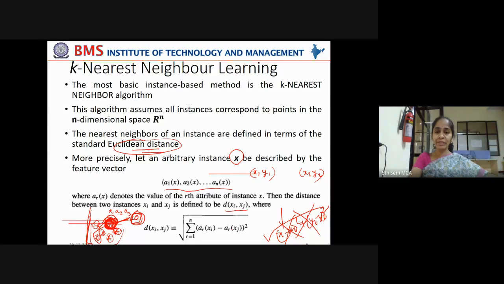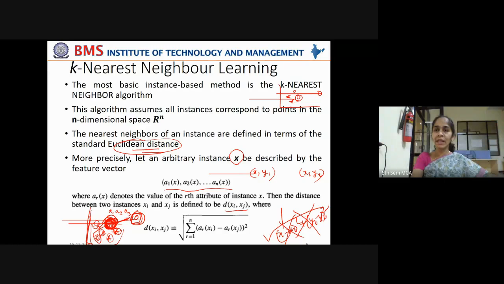Find the difference between them, square it, add them up, and find the square root. That will give you the Euclidean distance between two instances xi and xj. See, in this plane you have some points like this. Now you are given a new data point. This has attributes A1, A2, A3, and each existing point also has attributes A1, A2, A3.